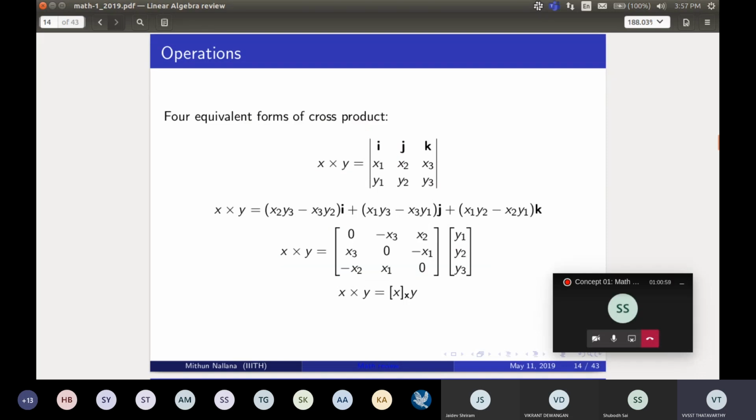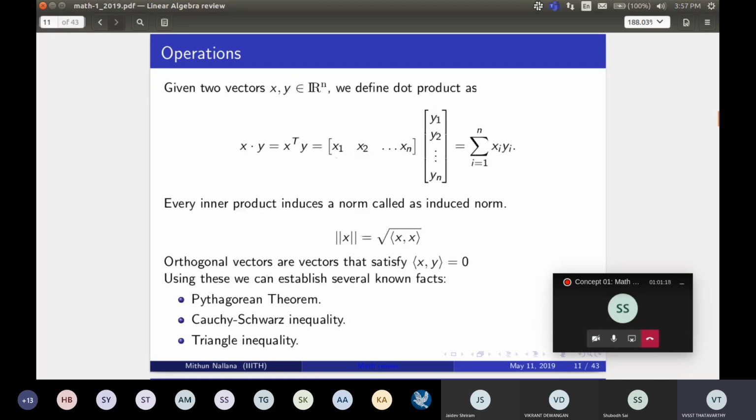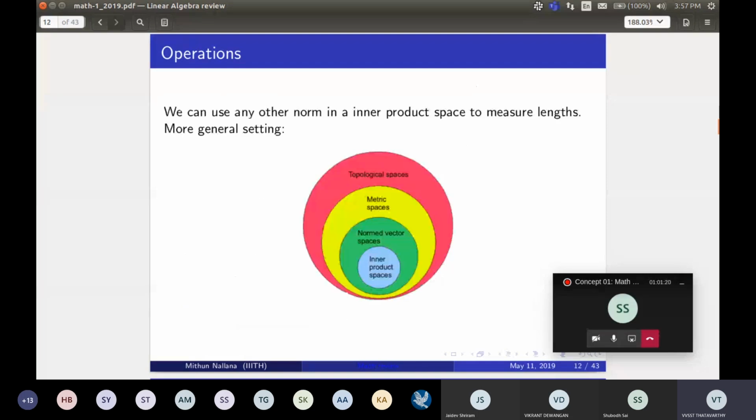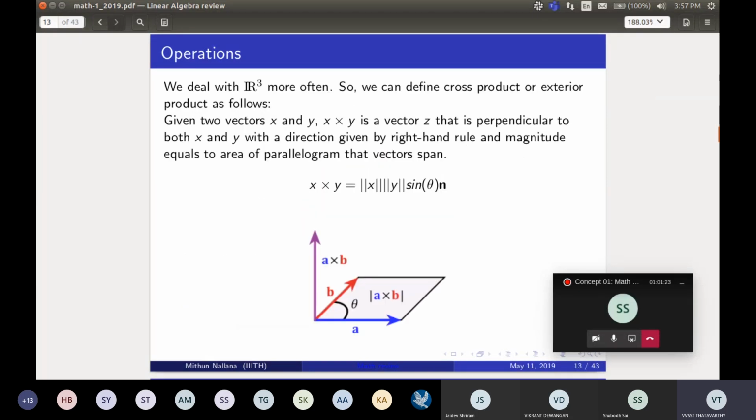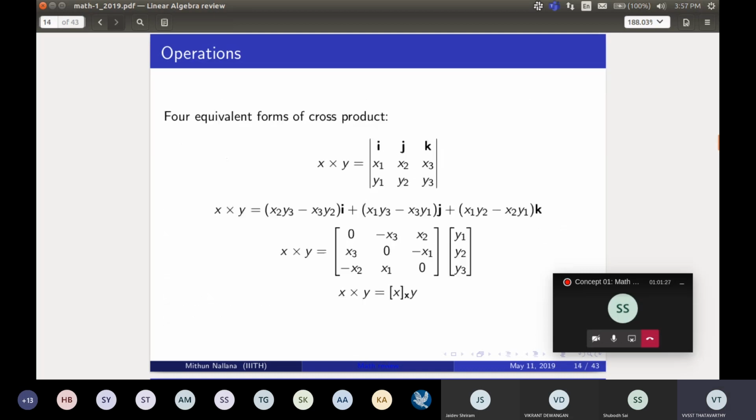You form this matrix in your computer, say in MATLAB or Python, whatever. You take the vector x, x1, x2, and x3, you represent this as the matrix, and you have the vector y1, y2, y3, and you just multiply them. You get the cross product. We all know these vectors, dot product and cross product in physics, but now we want to see how we represent them in terms of matrices and vectors, so that we can solve these kinds of problems from a computational perspective.